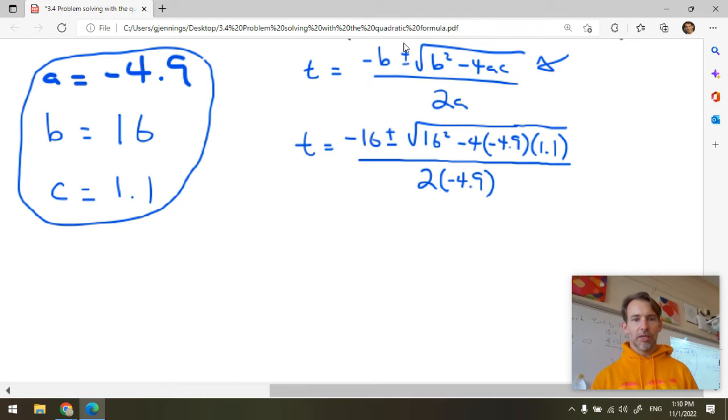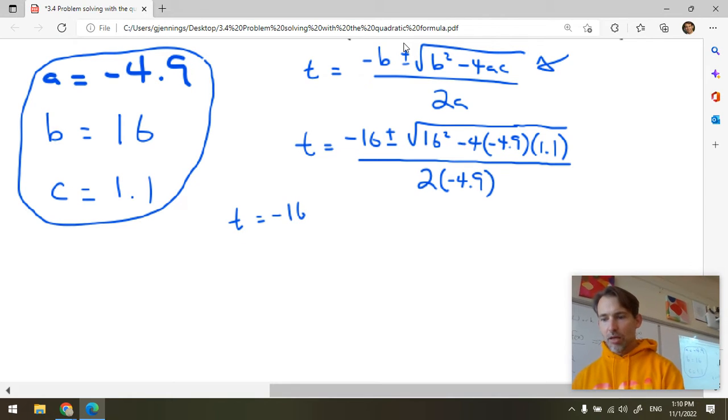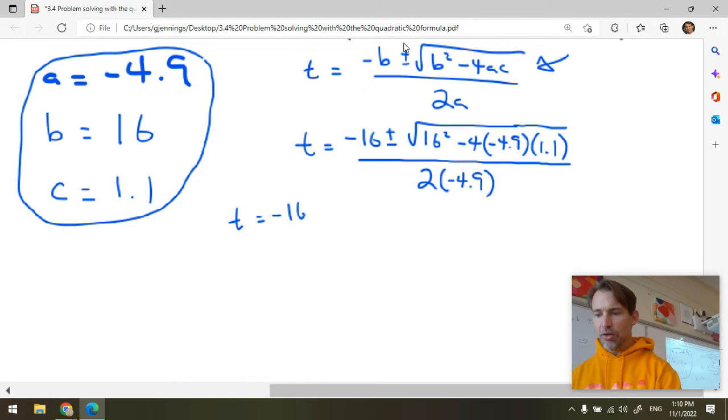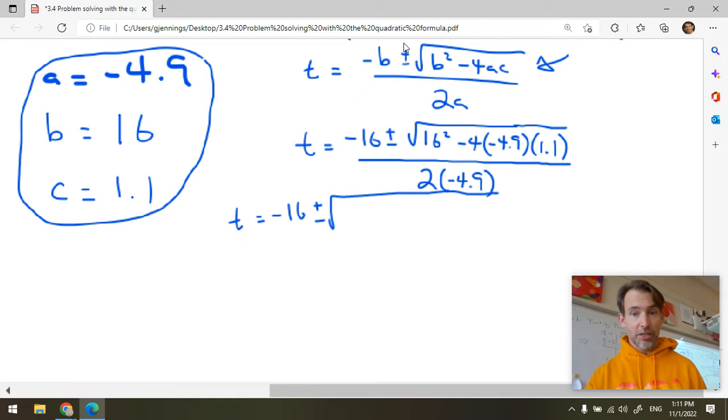All right, let's keep going. t is going to equal negative 16 plus or minus, well, what's 16 squared? I think it's like 256. Let's see. I don't really have it memorized. It is? Yeah. 256? Okay, cool. I do have it memorized.